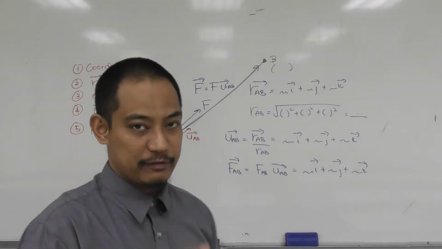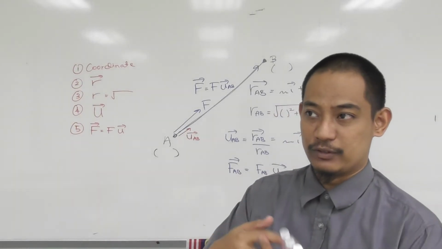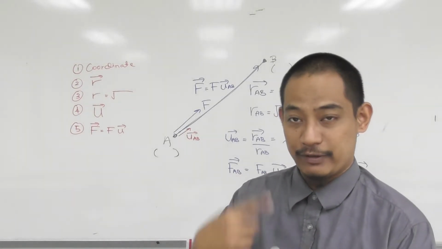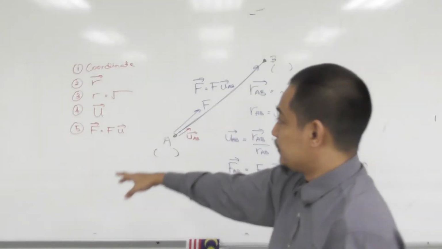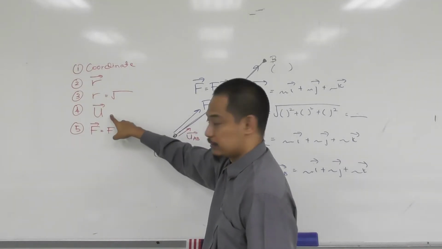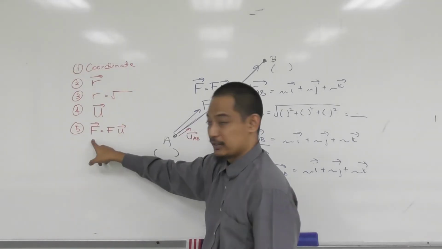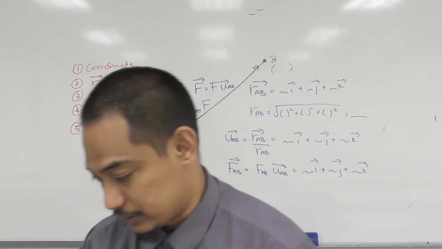And normally that F is given, because it will give you how many Newton. You have to convert it to vector, right? Okay, so that's the step. Get the coordinate, get the position vector, get the magnitude of R, get the unit vector, multiply by the F, you get the force vector. Okay, hopefully you understand.